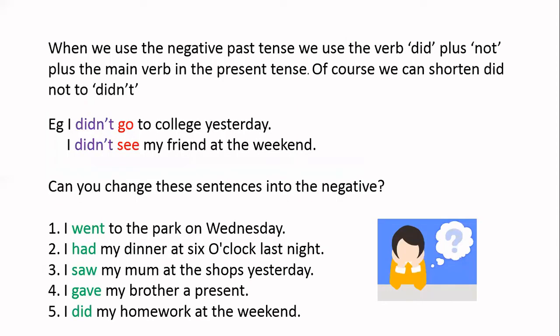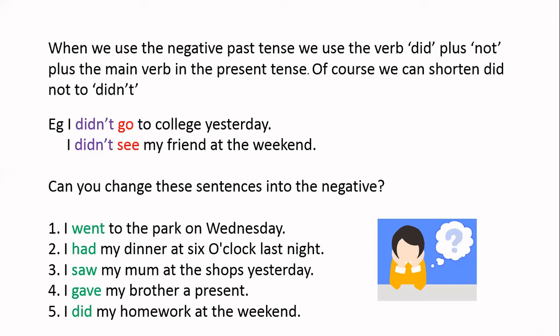So when we use the negative past tense, we use the verb did plus not plus the main verb in the present tense. Of course, we can shorten not to didn't. Okay, so I didn't go to college yesterday. I didn't see my friend at the weekend. So notice the words in red are in the present tense, and the past tense verb that we use is did. Okay, I didn't go to college yesterday. I didn't see my friend at the weekend.